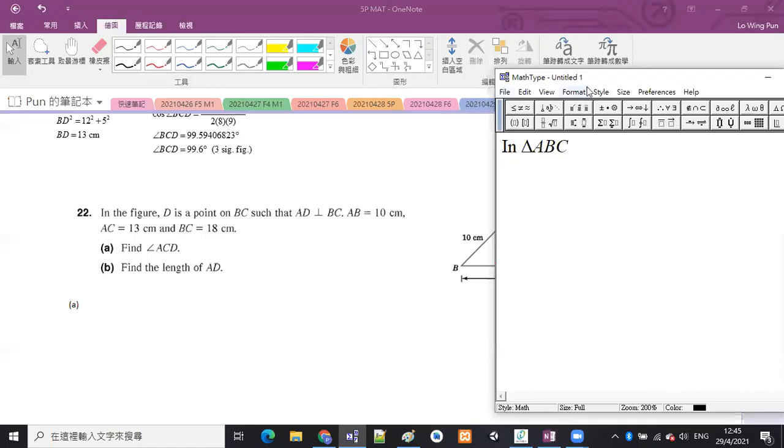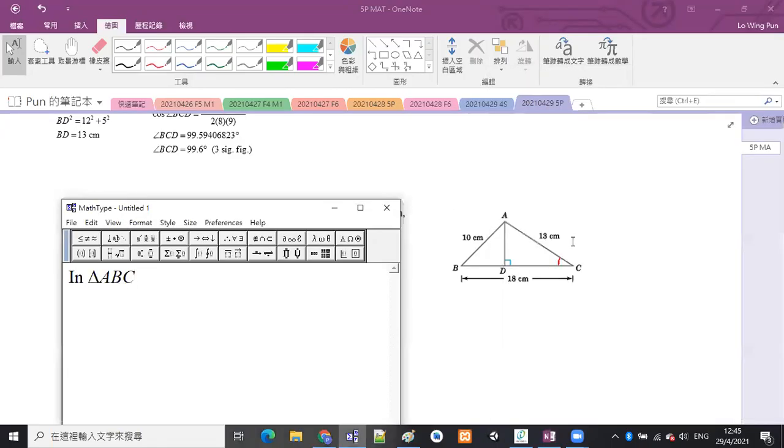We have the 3 lengths, which means that we do not have any angle and we do not have any pair of corresponding length and angle. So we cannot use the sine formula. Instead, we will use the cosine formula to find angle C.